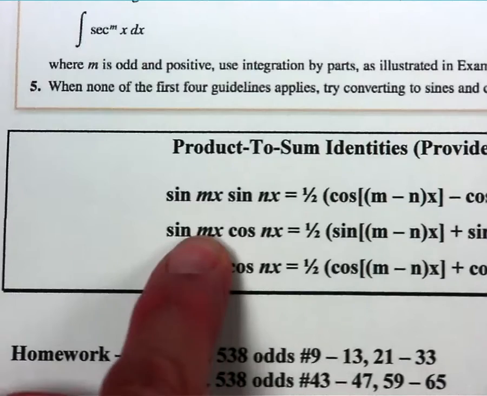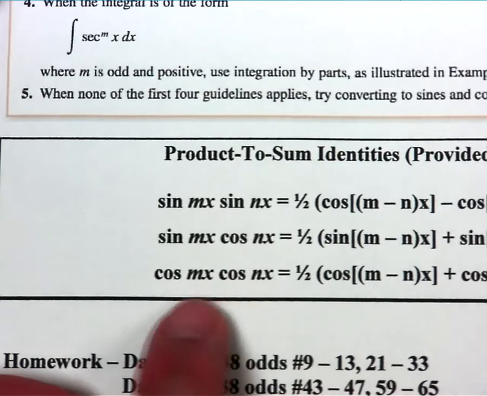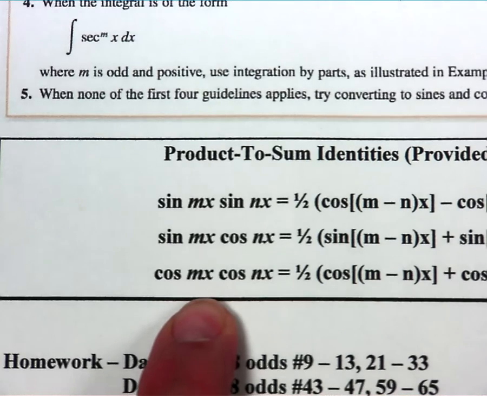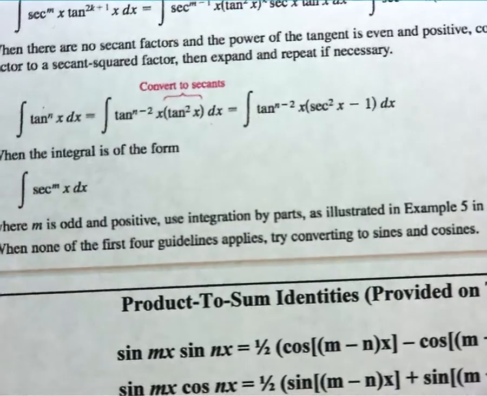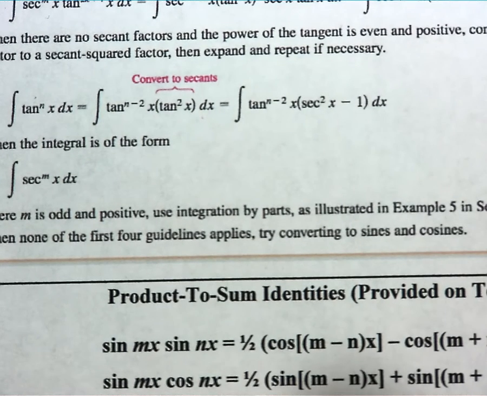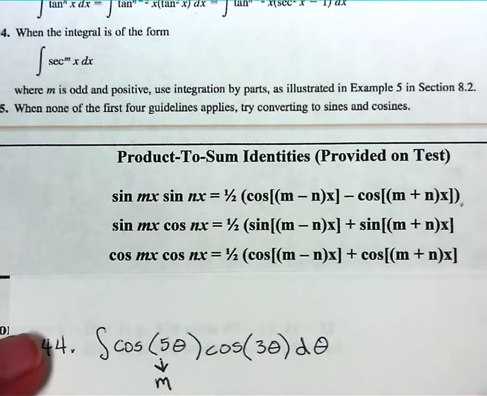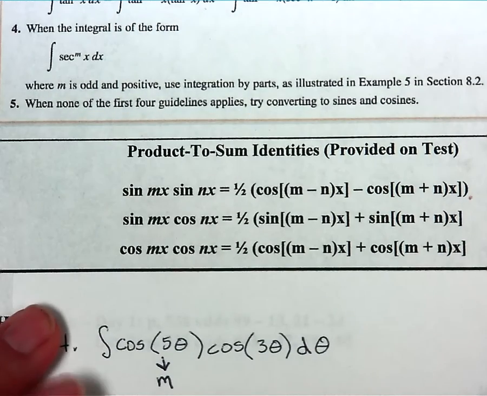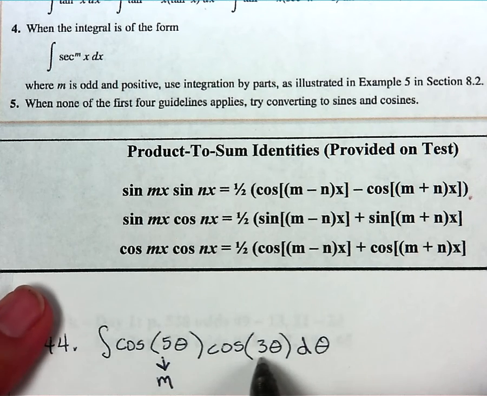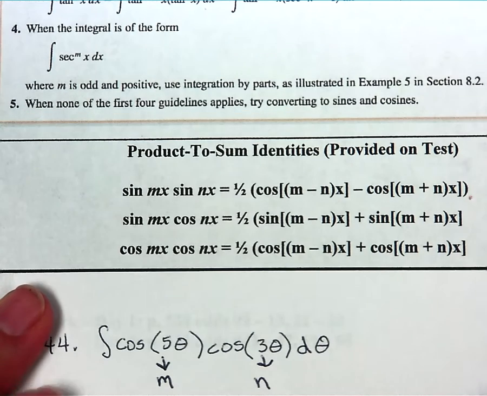If I look at this as being formulas A, B, and C, then that one has cosine, cosine. It's formula C, with M being what? M is the coefficient of the argument of the first cosine. That's your M, and then your N is the coefficient of the argument in the second cosine. So 5 is M, 3 is N. Yes?